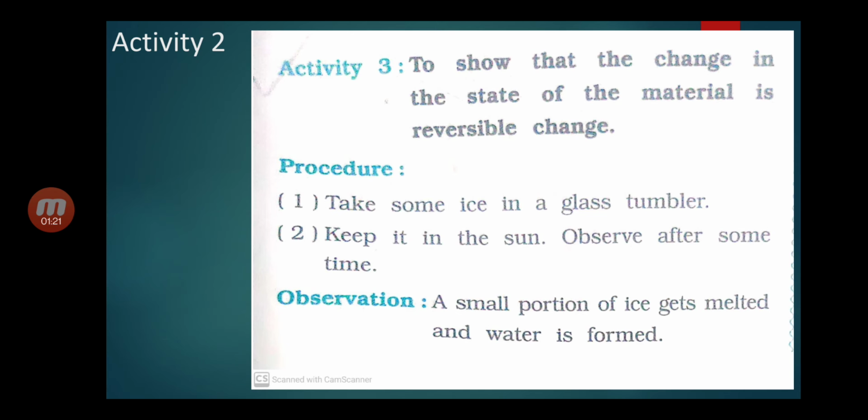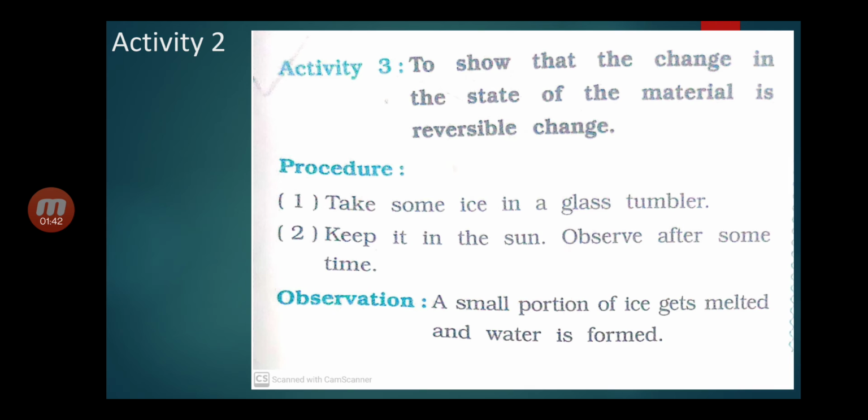Now activity 2. To show that the change in the state of the material is a reversible change. Procedure. Take some ice in a glass tumbler, keep it in the sun. Observe after some time.